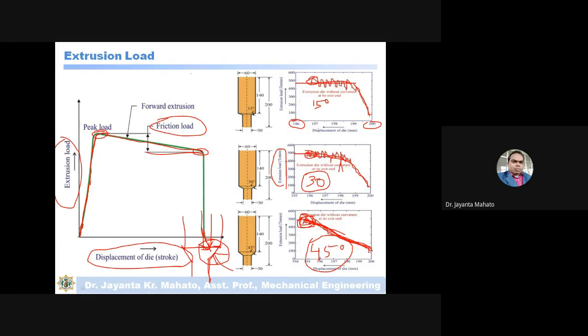But as I increase the angle, the die angle, whenever you increase the die angle, this load will decrease.